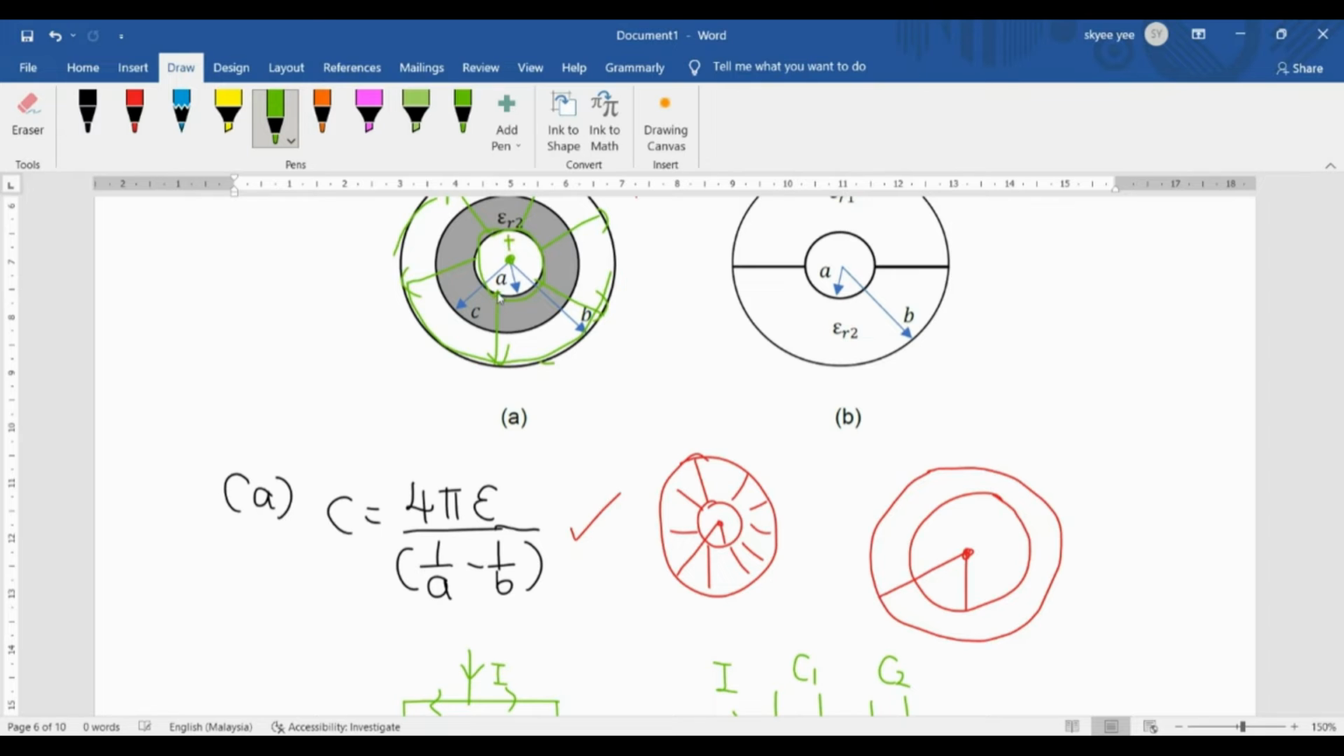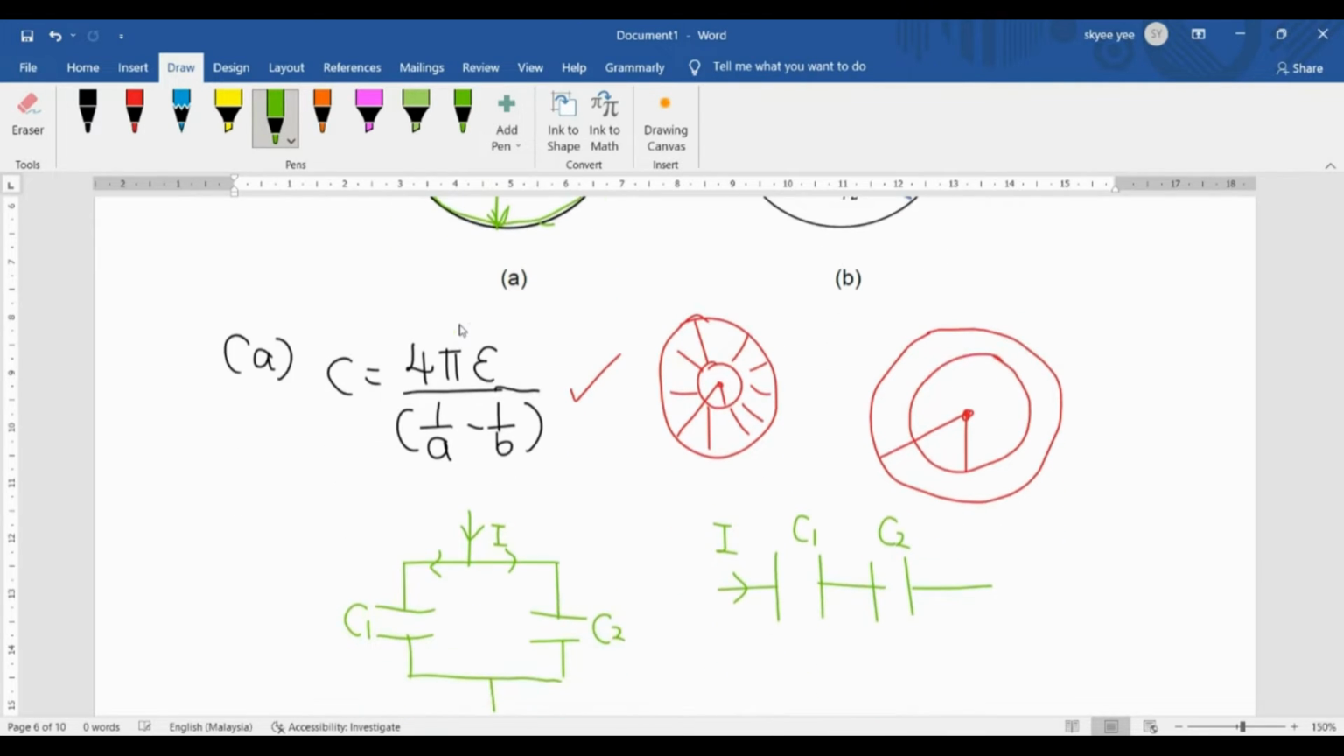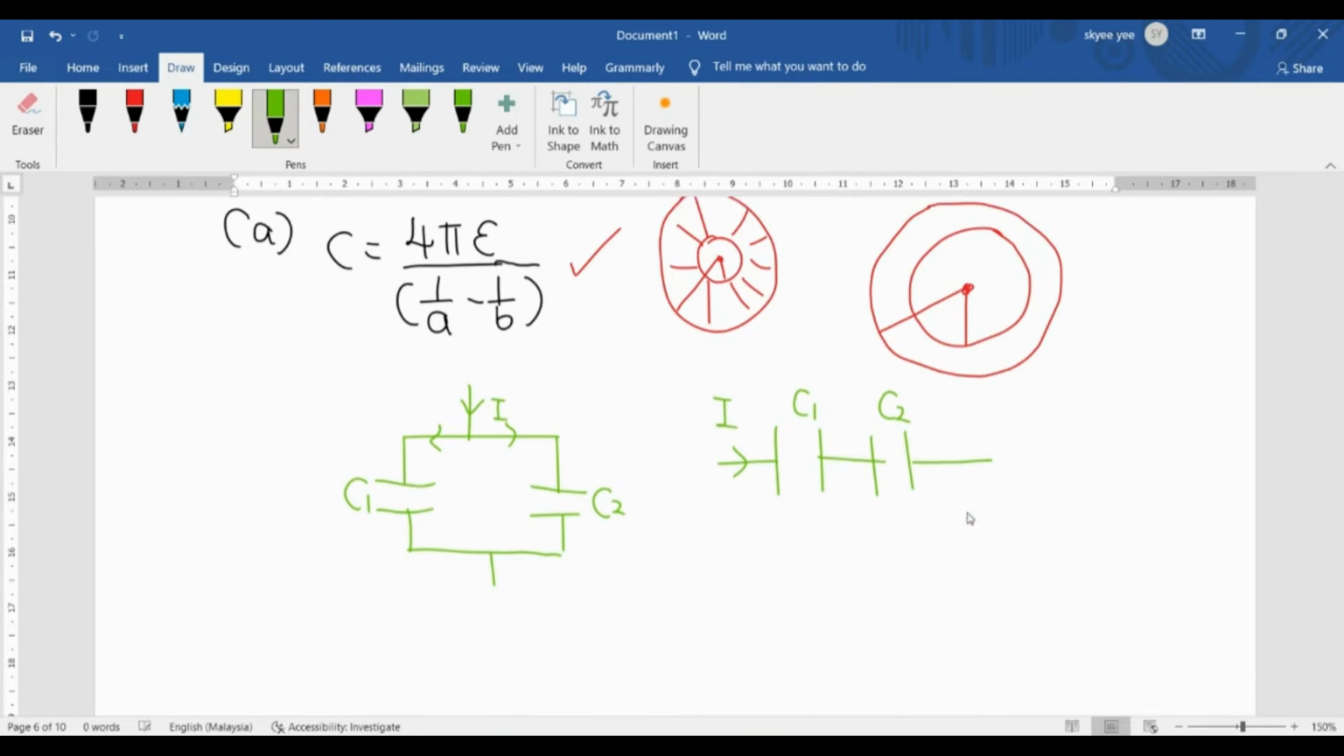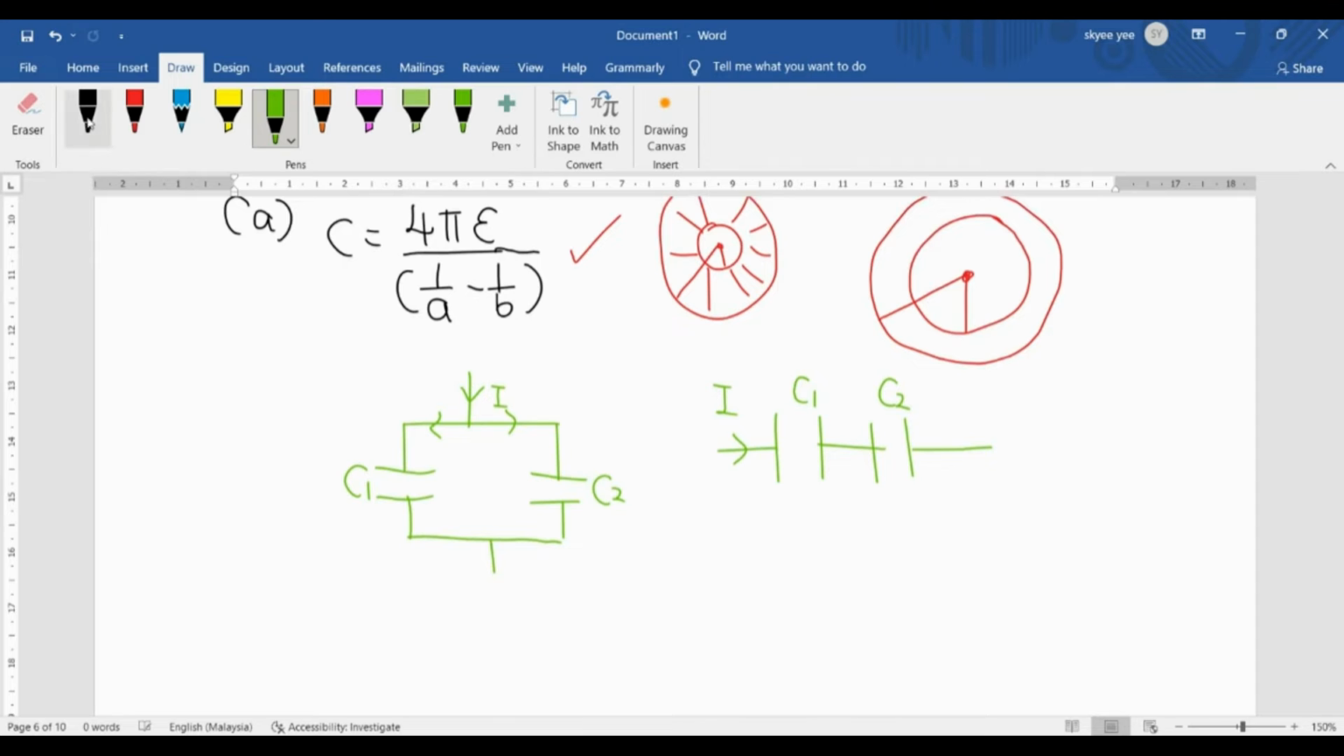This electric field can choose its path. Maybe it wants to go through from here, or from here, or from here. But no matter what path it chooses, it must pass through two materials. No choice. If you go to here, still two materials. Here, still two materials. When you have no choice and you have to pass through two materials, then this is the series configuration. Clear? I hope you understand.